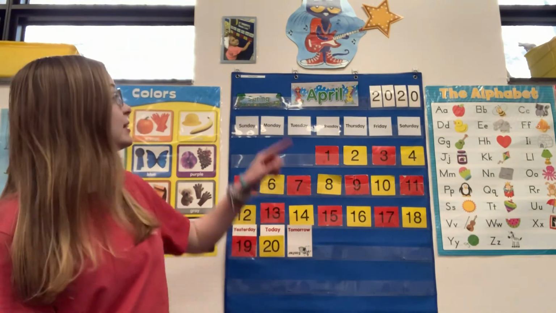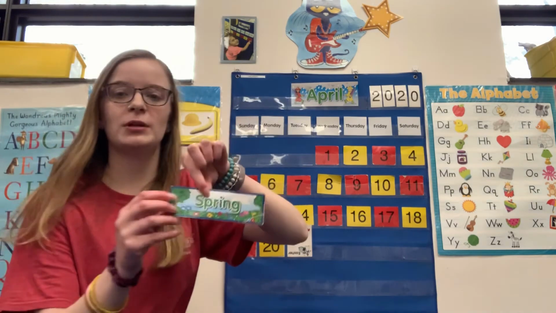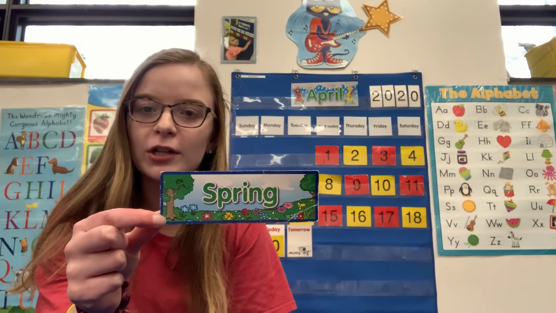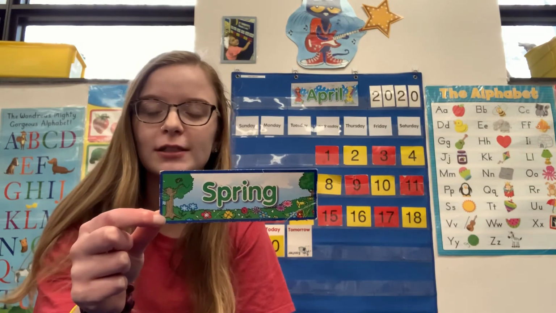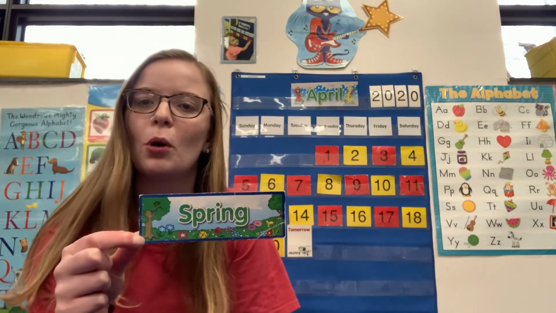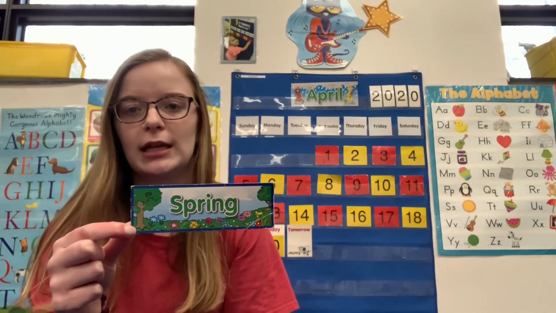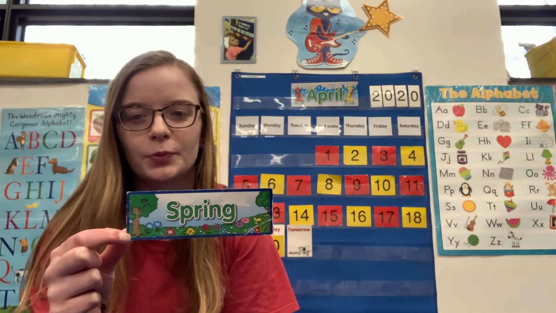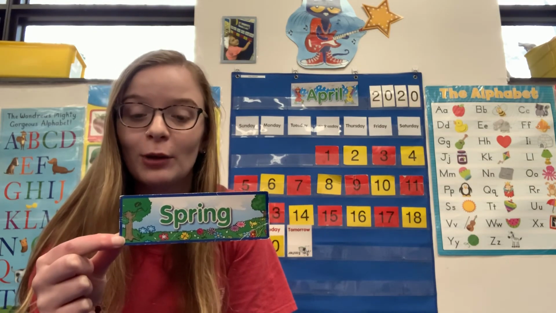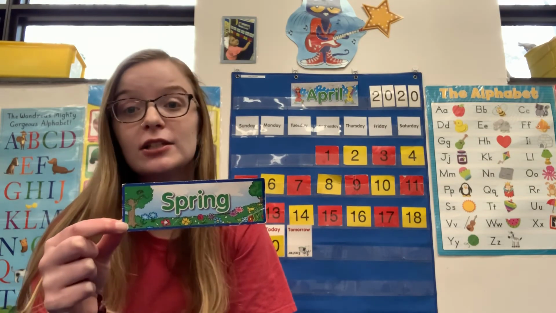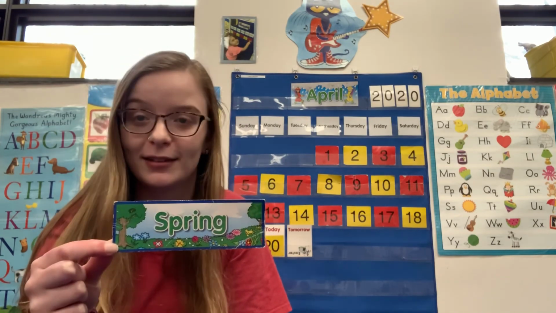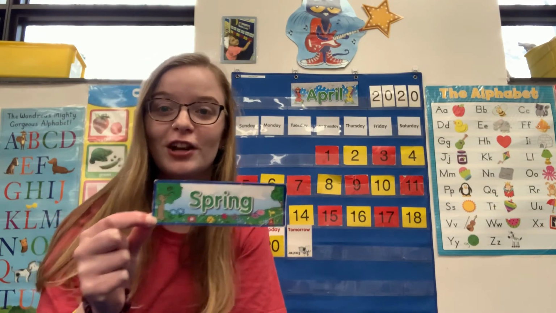Next, we're going to tell what season it is. Let's look at our card. What do we see? What do you see on our card? I see some flowers, I see some trees growing. Looks like it's a little bit sunny outside. What season is when all of the flowers start to bloom and the weather starts to get a little bit nicer? It's the season spring. Say spring. In spring, we see flowers blooming and the trees are growing their leaves and it's a little bit sunnier and warmer outside. It's spring. Say spring. Great job.